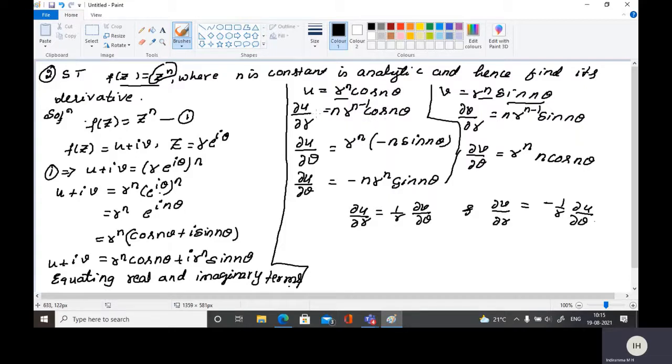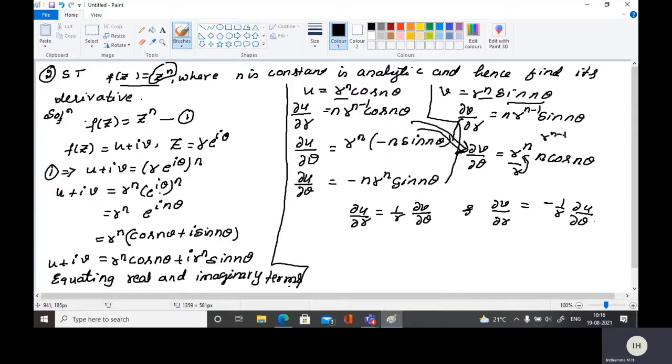So this is u_r is equal to 1/r into v_θ. Here we have v_θ, right? So 1/r: if you take 1 over r to the numerator, it becomes r^(n-1). So n r^(n-1) cos nθ. So both will become the same. If you substitute this ∂u/∂r and ∂v/∂θ here, LHS will become RHS.